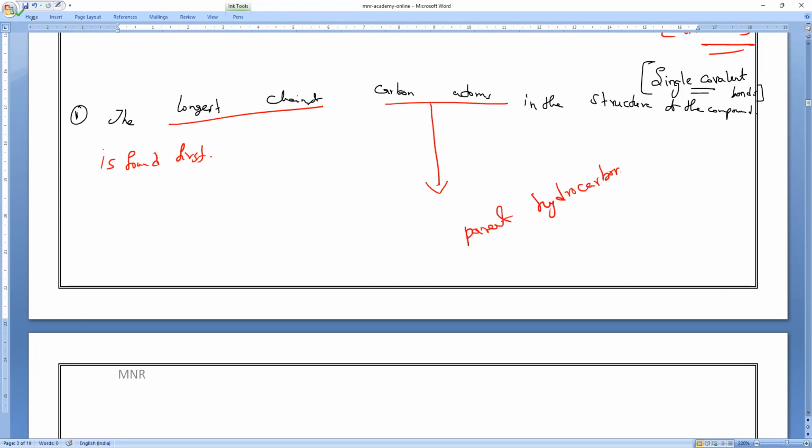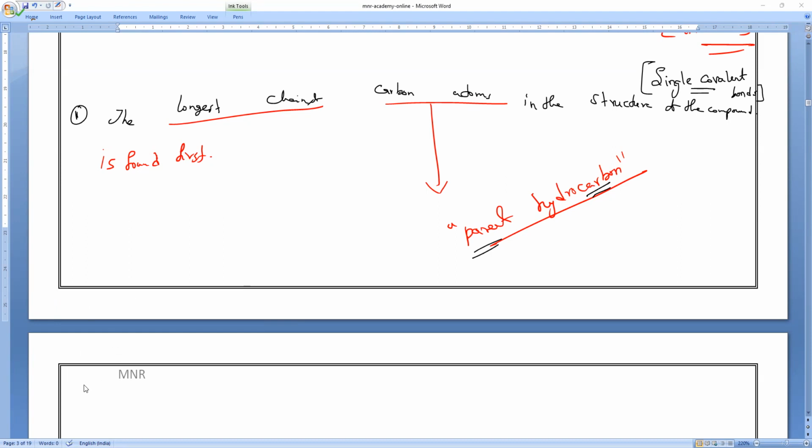So this is your primary duty for a branched chain. Whenever you see a branched chain, always keep in mind you must identify the parent hydrocarbon, meaning the longest carbon chain. Do you all understand what I'm saying, everybody? You have to find the longest parent carbon chain.